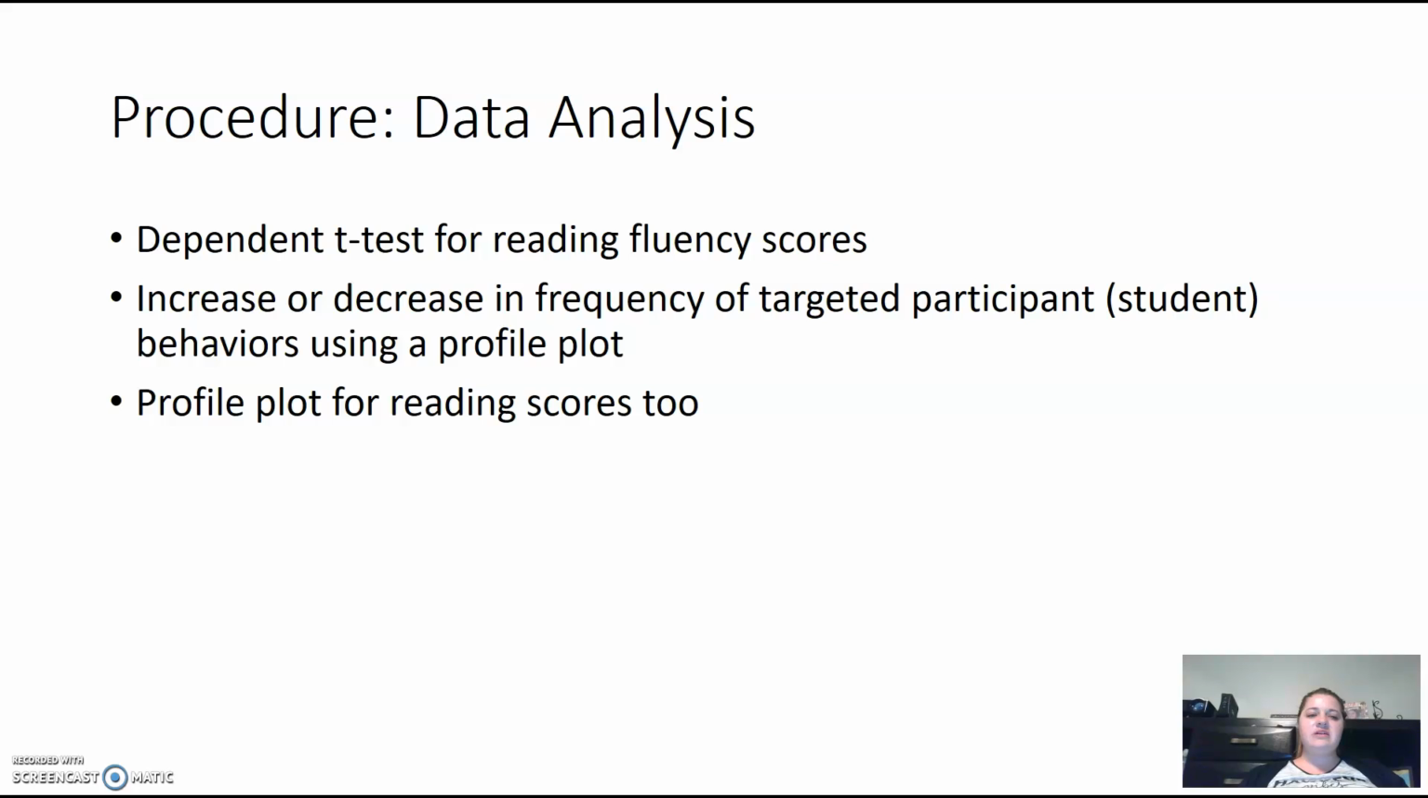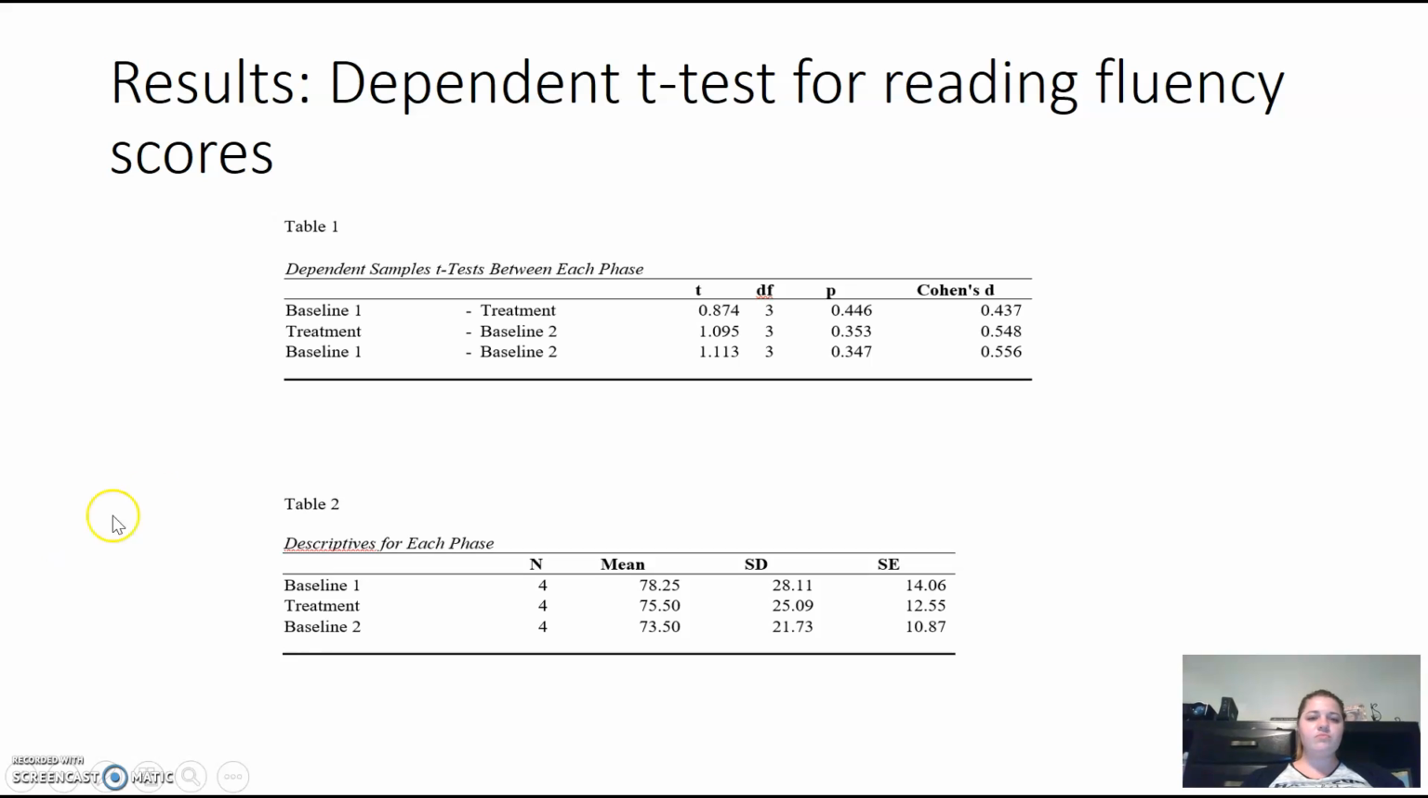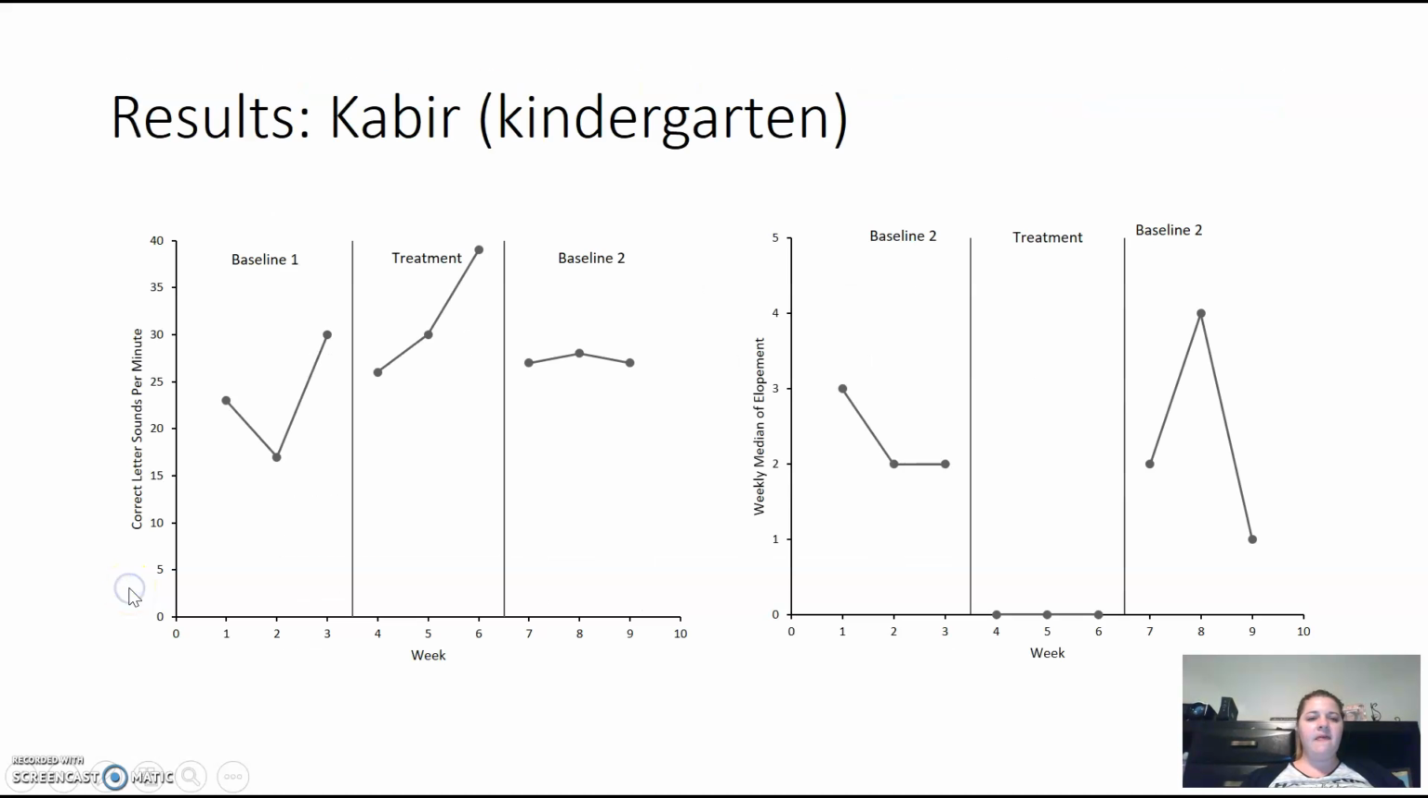My data analysis was I used a dependent t-test for reading fluency scores, and then I wanted to see if there was an increase or decrease in individuals within the reading and behavior, so I used profile plots for individual reading and individual behavior. As you can see, there wasn't a significant change within their literacy scores, since the p-value is greater than 0.05. There wasn't a significant change, and the scores on average decreased by 5 words per minute.